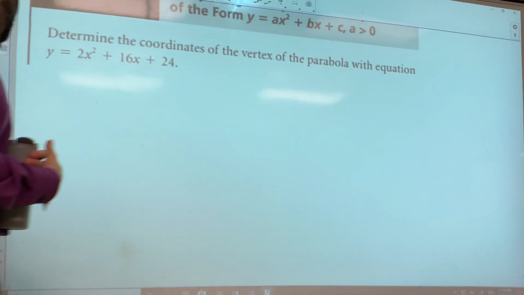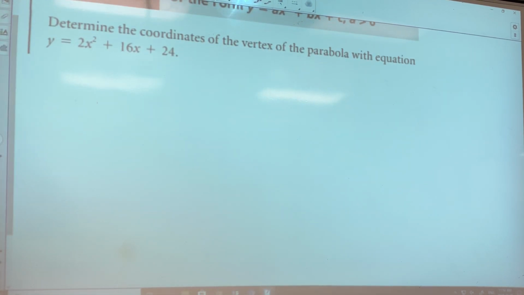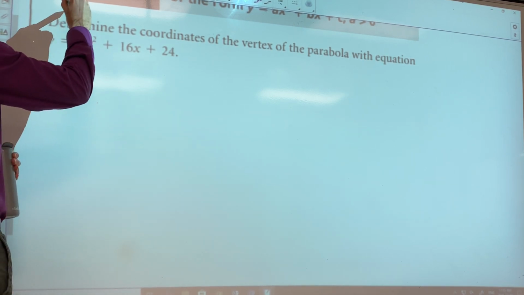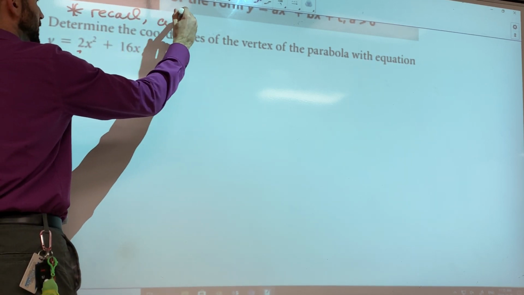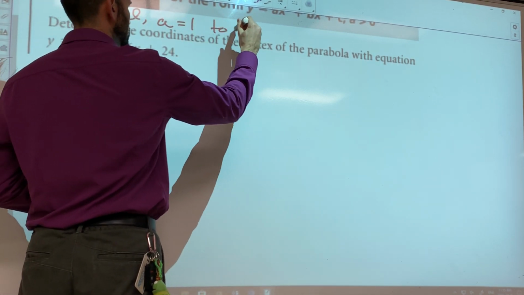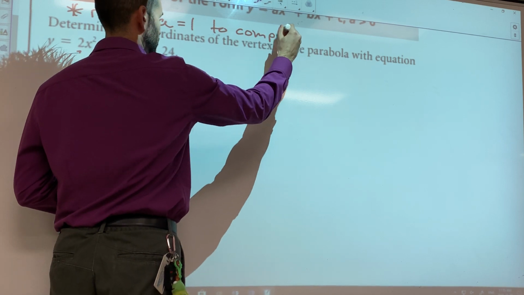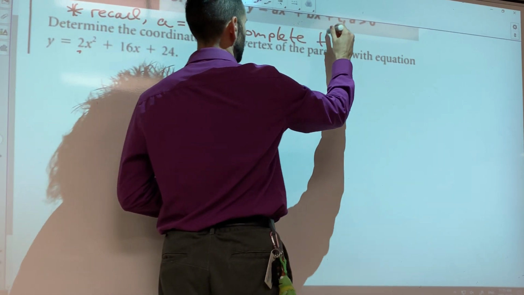So this one's interesting because when we complete the square, we're going to do it for 2x squared plus 16x plus 24. Are there any rules about what the a value needs to be? Yeah, so that's the point in this example. Just recall, a has to equal 1 in order for the complete the square algorithm to work. So to complete the square.